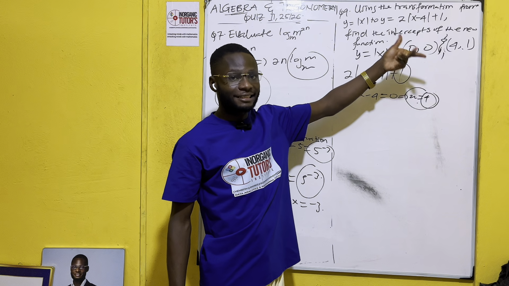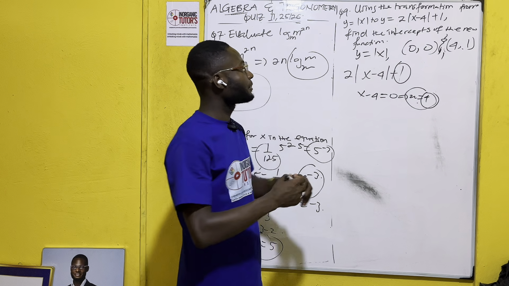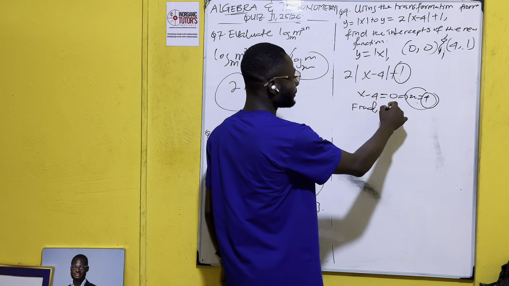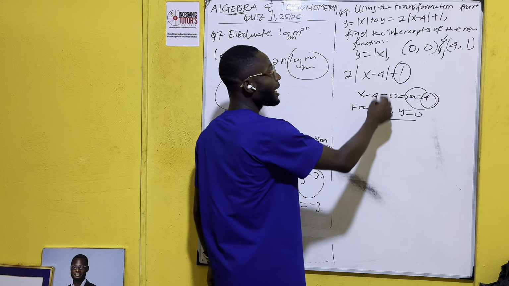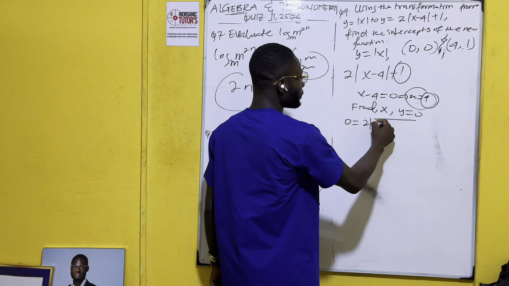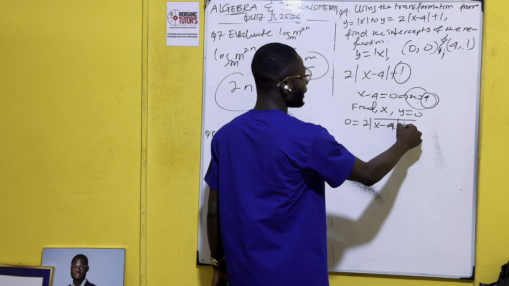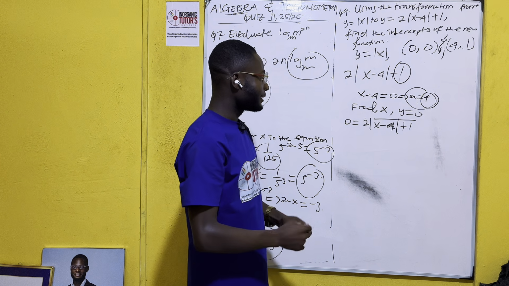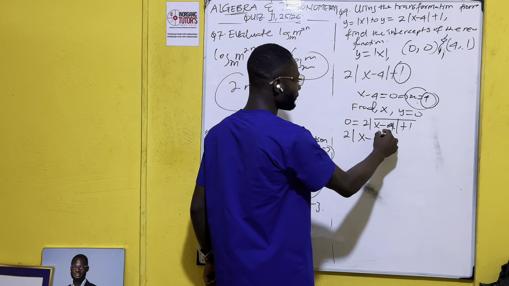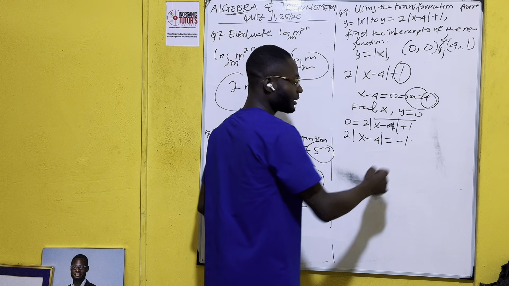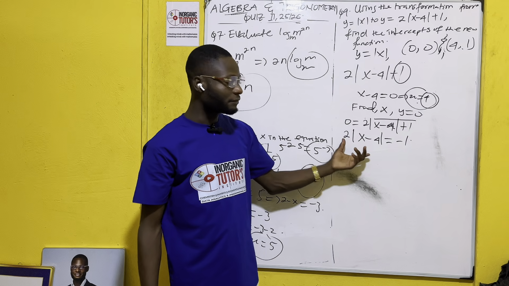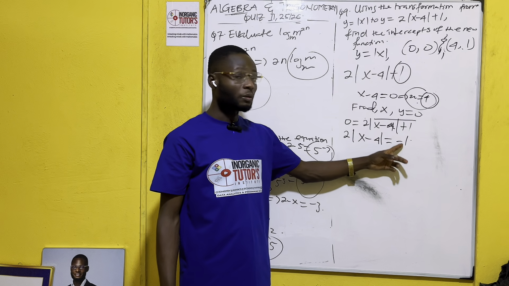Now we are interested in the intercept, right? To find the x-intercept, we know that at the x-intercept, y is 0. So if y is 0, we have 0 equals 2 times the absolute value of x minus 4, plus 1. This clearly tells us that we have 2 times the absolute value of x minus 4 equals negative 1. Can you realize that?